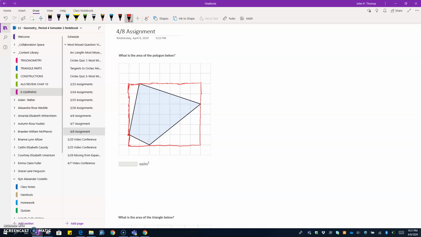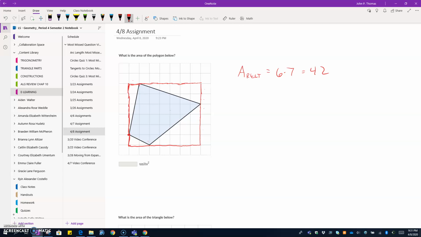Alright, now that's a simple rectangle. It's 1, 2, 3, 4, 5, 6 high, 1, 2, 3, 4, 5, 6, 7 wide. So the area of that rectangle is going to be 6 times 7, which is 42. Now clearly that's too much, so we're going to have to cut off some pieces. And specifically, we're going to have to cut off these four pieces.